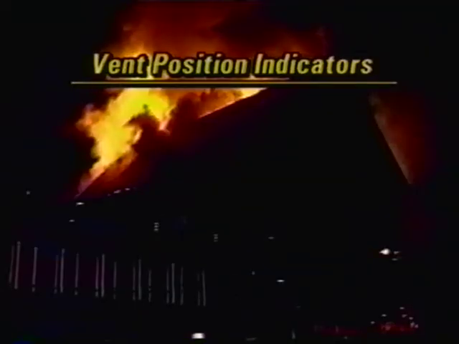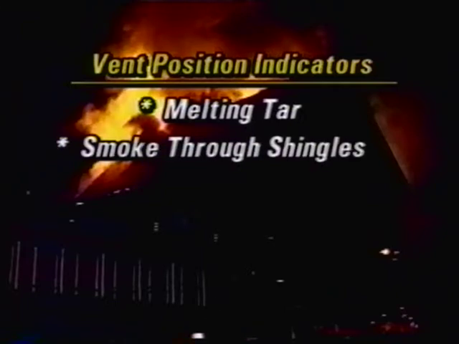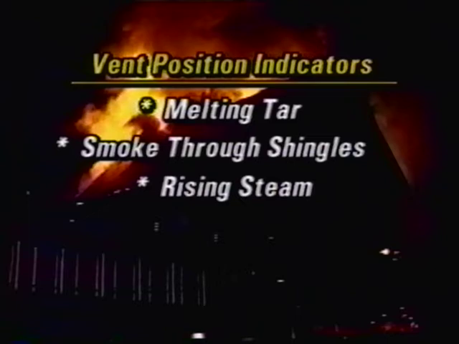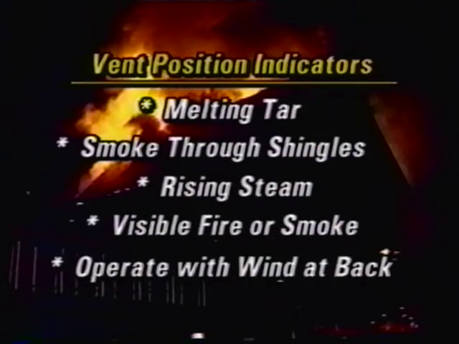Selecting the position for the actual ventilation hole can be accomplished using the following indicators: melting tar, smoke pushing through shingles, rising steam if the roof surface is wet, or by observing fire or smoke venting from windows or other building features. Operate with the wind at your back if possible.